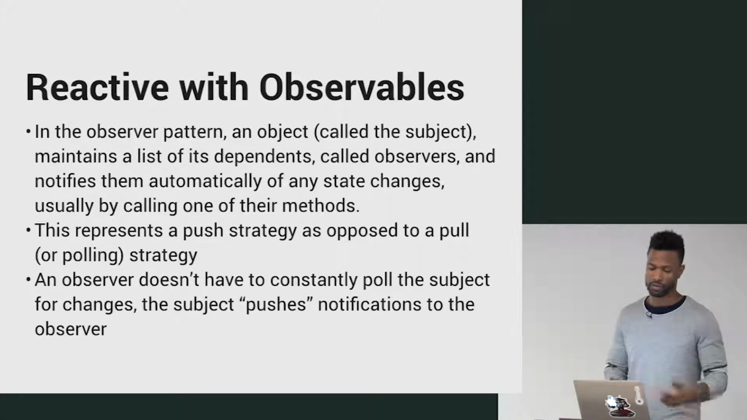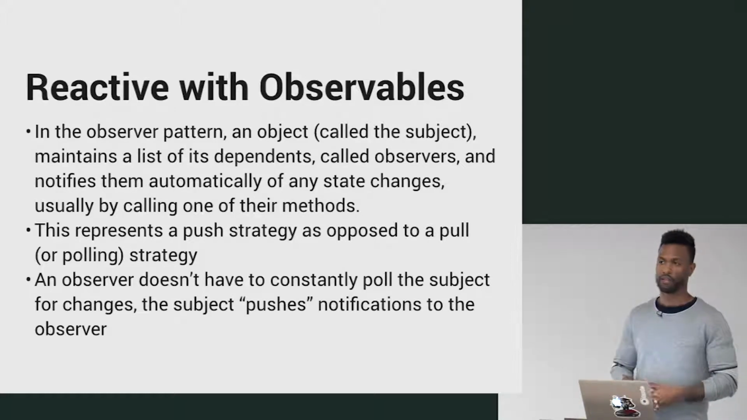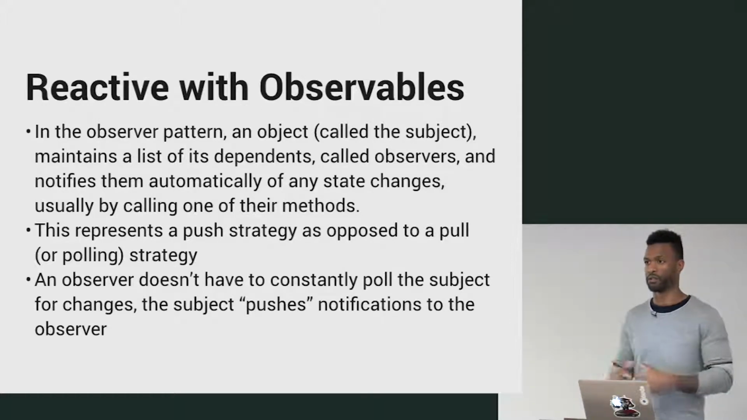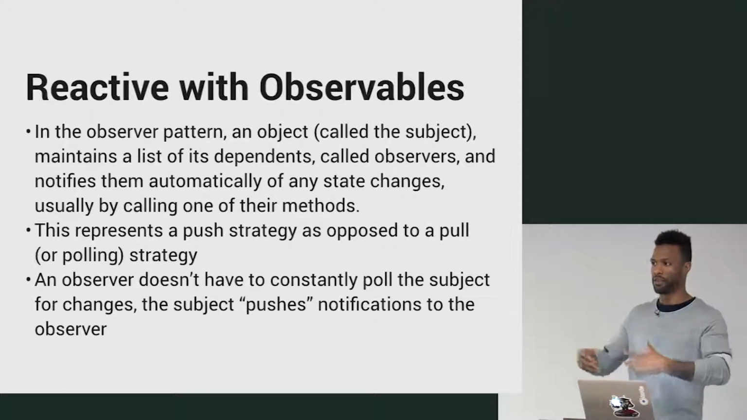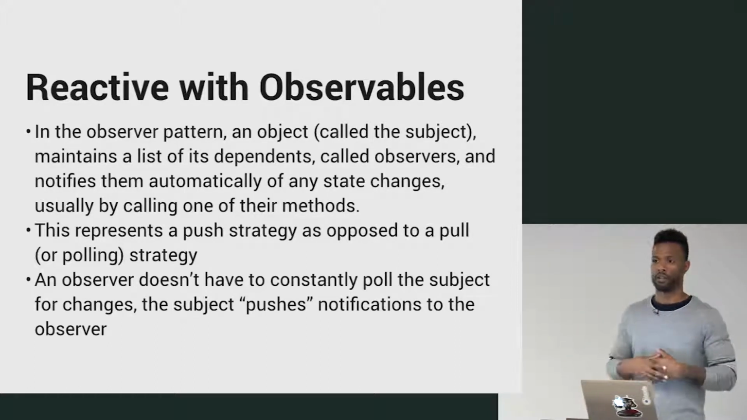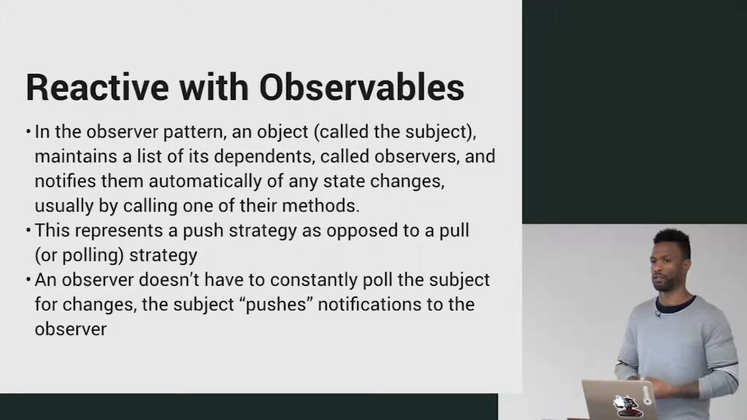So reactive with observables. In the observer pattern, there's an object called a subject, and that just maintains a list of its dependents called observers. And then they're just notified when events happen on some stream. So this is like a push strategy. Instead of asking for information and being greedy, like, hey, have you changed that? Have you changed that? With observables, you sit there and you're notified when something gets changed, which is a different approach.